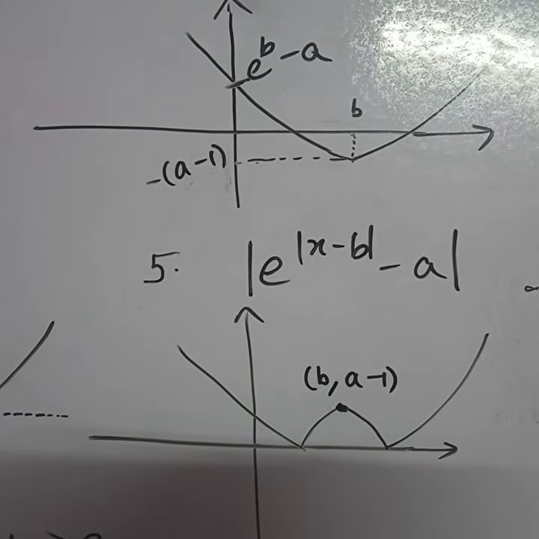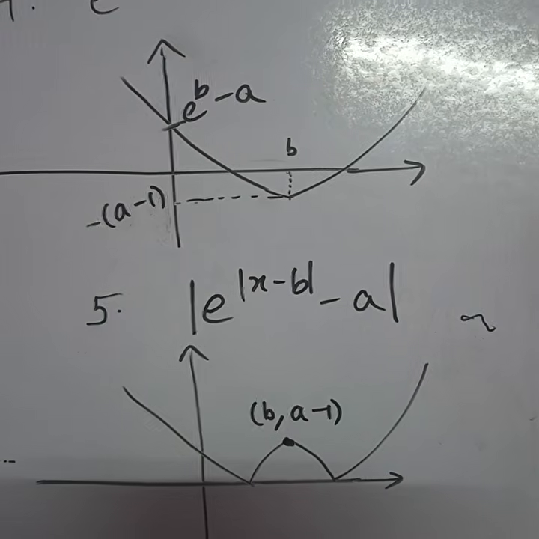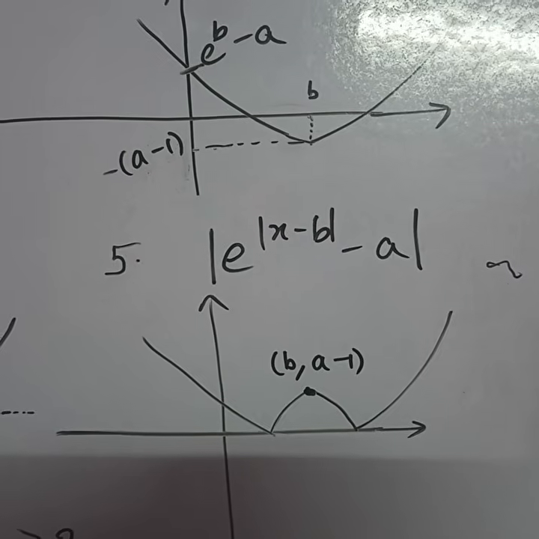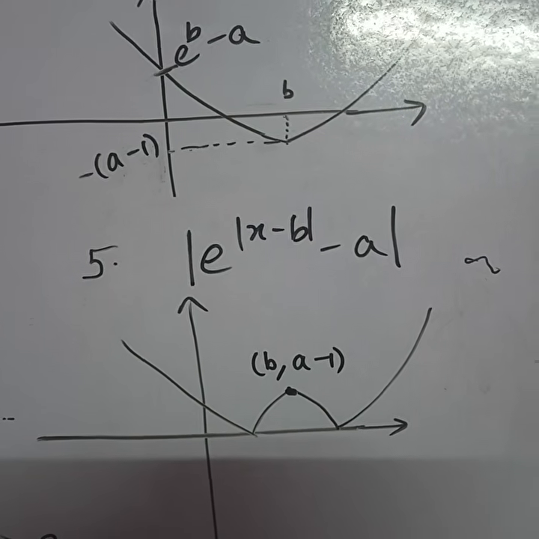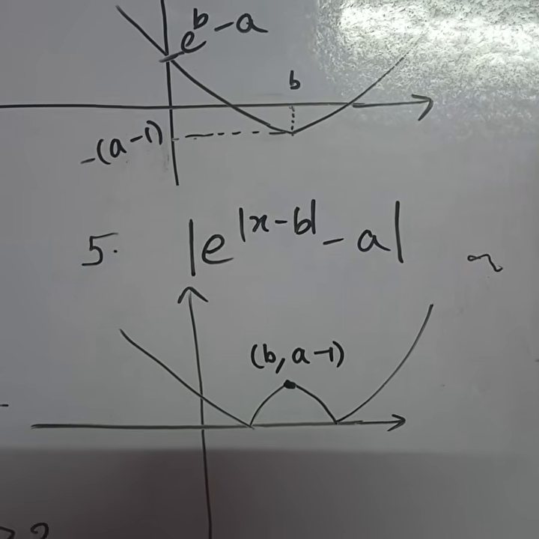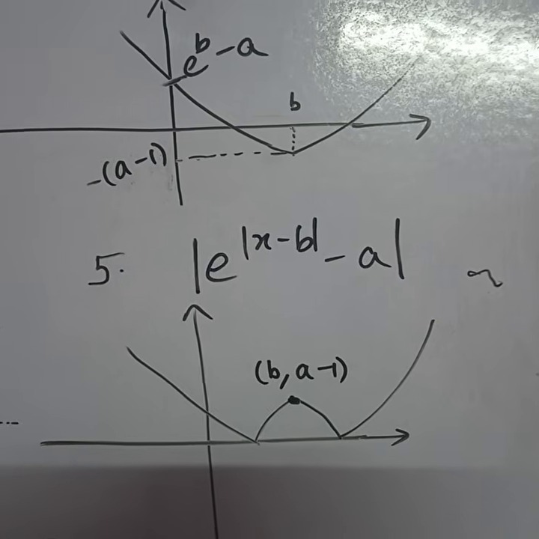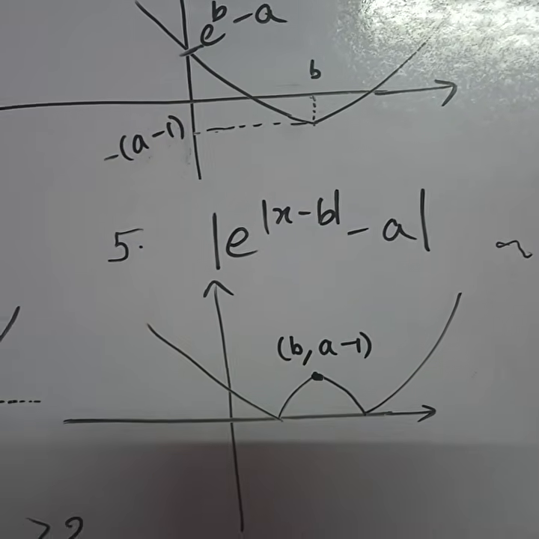Next, in the entire function that we wrote in the previous graph, we have put a mod of the entire function, right? In this, the part in the negative y region, we have just flipped along the x-axis and removed the negative y part. So that point becomes b comma a minus 1, because minus of a minus 1 was in the negative region, right? Now we are done with plotting the graph.